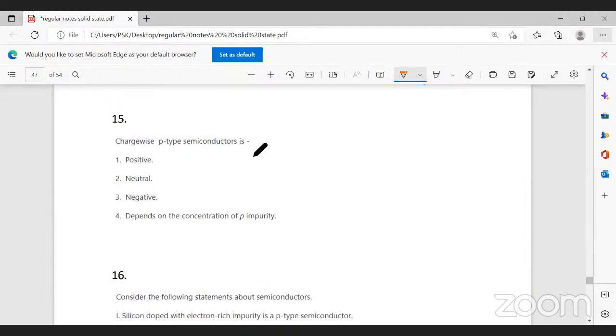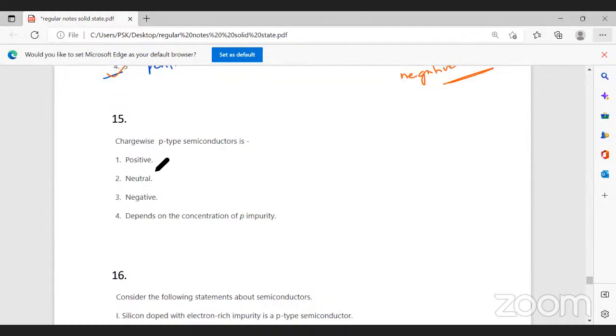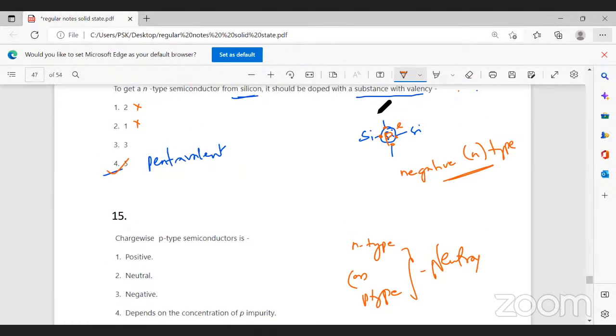Charge-wise, P-type semiconductor is positive, neutral, or negative? Charge-wise, any semiconductor, whether it's N-type or P-type, will be neutral. I was talking about silicon here. In the silicon crystal, do we write Si 2- or 3- or 2+ or 3+? No, silicon is a semiconductor. The electron is inside. As a whole, the semiconductor has no charge. Therefore, it will be neutral.